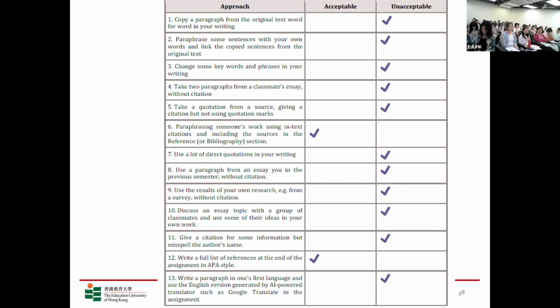Right? So that is why it can be a case of plagiarism. So spell them correctly. And then number 12, obviously, is correct: a full list of references at the end. And then number 13, we understand we use online tools to help our writing, to proofread our writing.